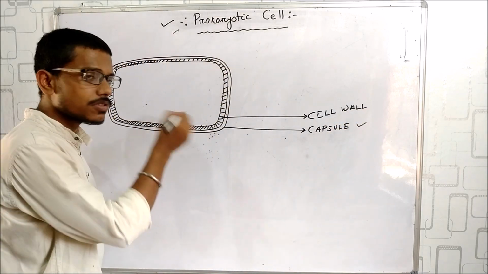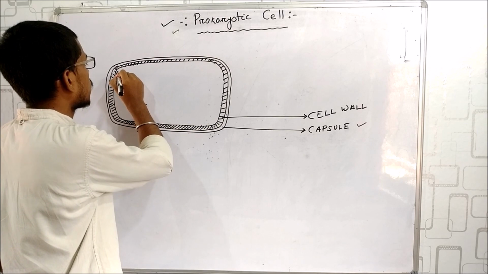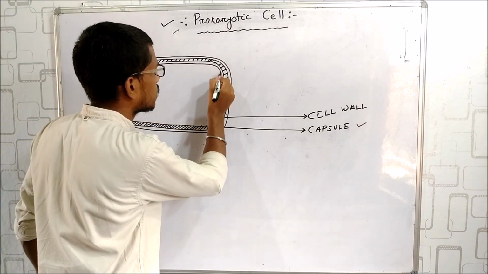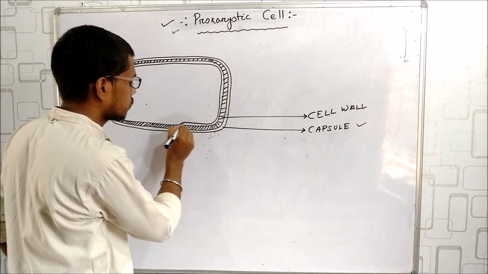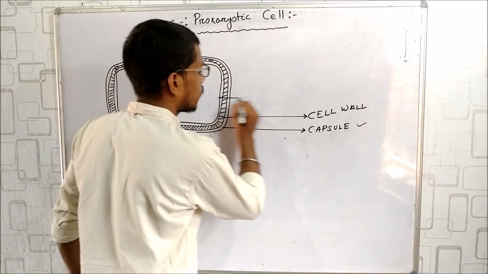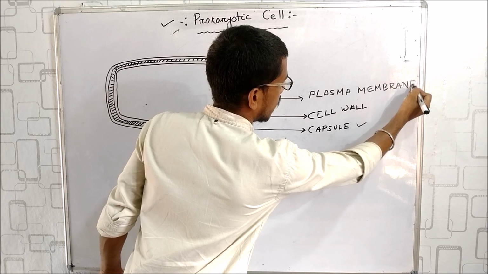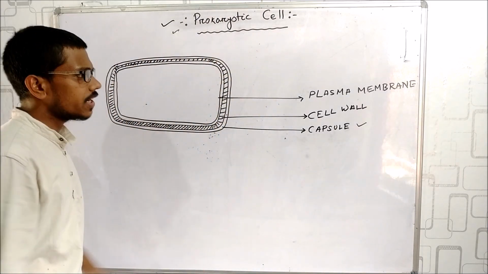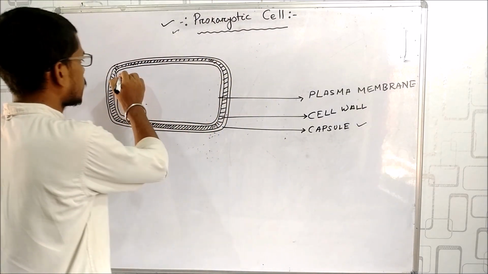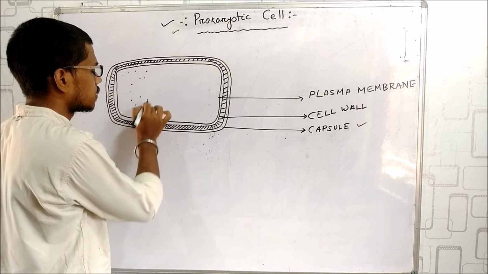Inner to the cell wall there is another membrane that is called the plasma membrane, or cell membrane. Inner to this cell membrane there is the cytoplasm. This is the cytoplasm.